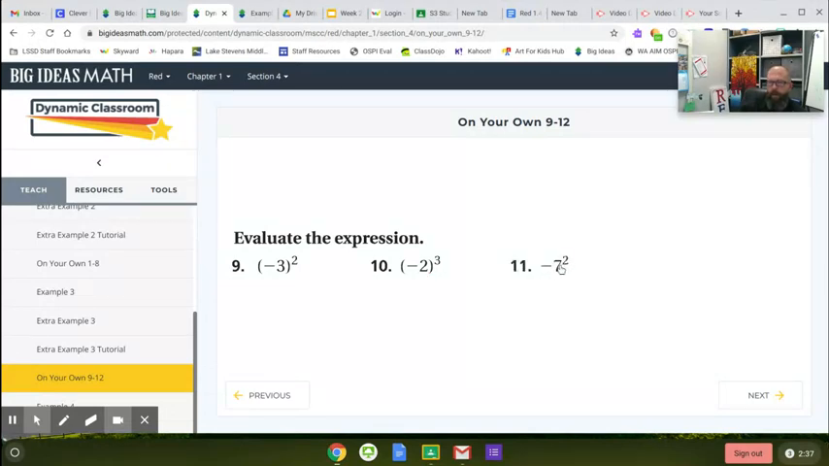-7 squared. Notice how this is not in parentheses, so we read it as the opposite of 7 squared, so it would be -49. Same thing here, the opposite of 6 cubed, and we have 6 times 6 is 36 times 6 more. What is that? -216. Okay, so if you're not sure how we got some of these, make sure you bring your questions to the Google Meets. Write them down in your math journal.